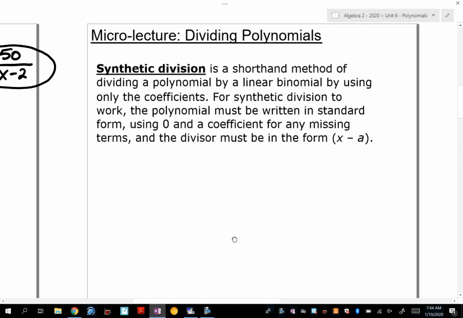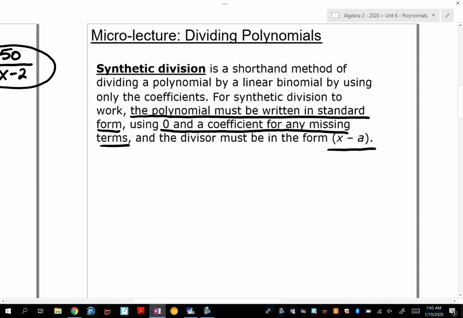In order to do this, you must have your polynomial, your dividend, in standard form. You know from the very first lesson this week that if it's not in standard form, put it in standard form. You also must use 0 as a coefficient for any missing terms. Remember that placeholder I just used, that 0x? We've got to do that when we do synthetic division as well. And finally, your divisor must be in the form x minus a.